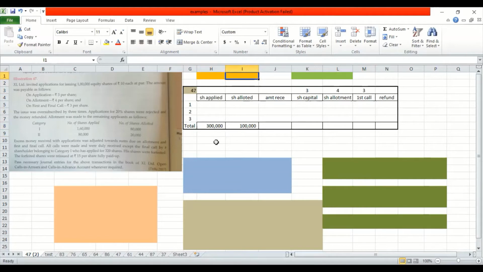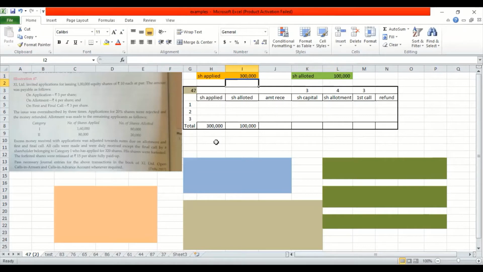Also, I'll just write it down over here, shares applied 3 lakhs, and shares allotted is 1 lakh.